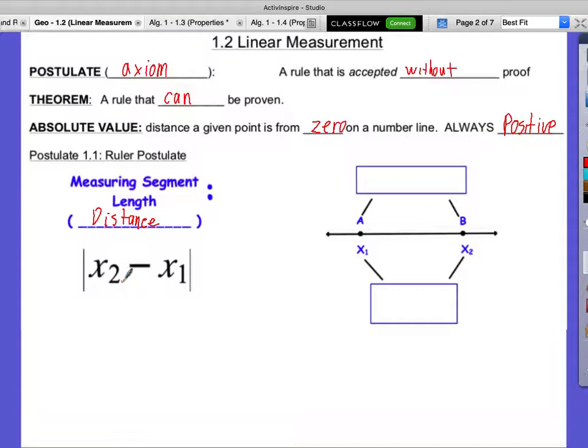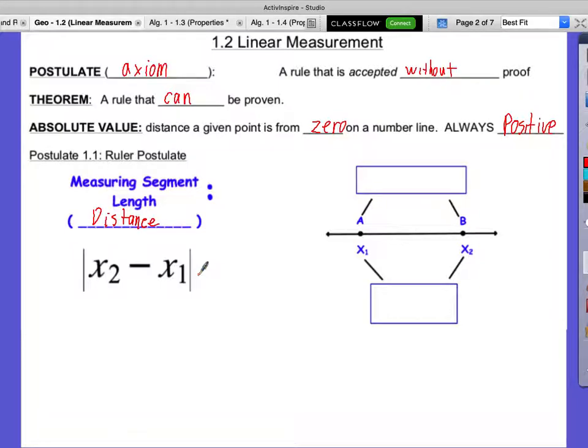Think of it kind of like when you had slope, like y2 minus y1. It's not saying 2 times y, it's saying the second y and the first y. Here it's saying the second x and the first x. You subtract them and you take the absolute value, okay? Now actually, it won't matter which one you subtract from the other. I'll talk about that right now.